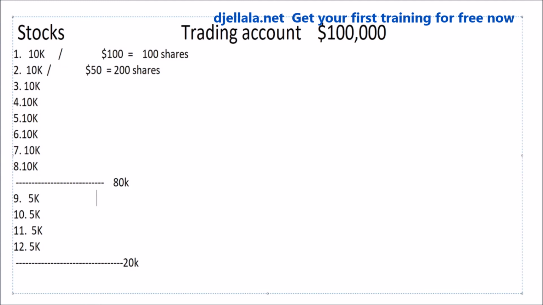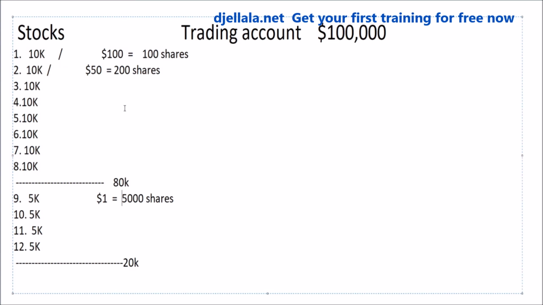Now, for these stocks, for example, here you are buying a stock that is $1. So you are buying 5,000 shares of this stock. The reason for that is that when we have smaller stocks, you should give them just small amounts. This is how I always do it in my account in order to be medium, not very high risk, not very slow. So it is medium.